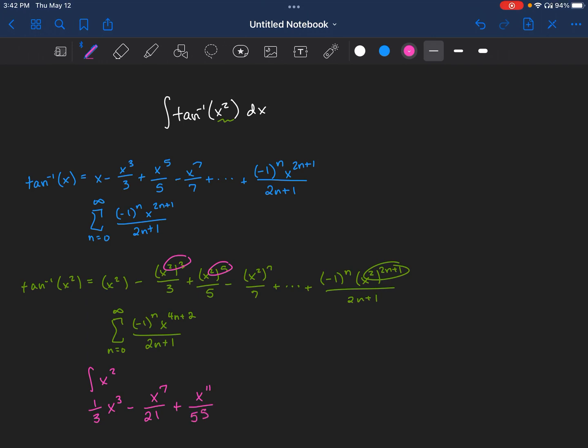And hopefully you guys are getting the idea on how this is going to work. Basically, we are adding 1 to the exponent. So if I think about my general term, we're still going to have that negative 1 to the n. That's not changing. But I'm going to end up having x to the 4n plus 3. My exponents are going up by 1. And I'm going to divide by that new exponent, which is 4n plus 3 times 2n plus 1.